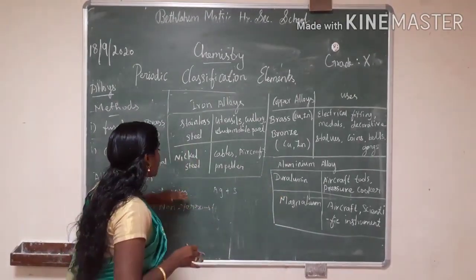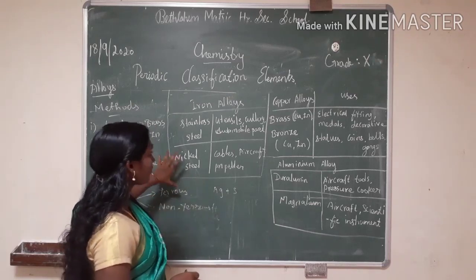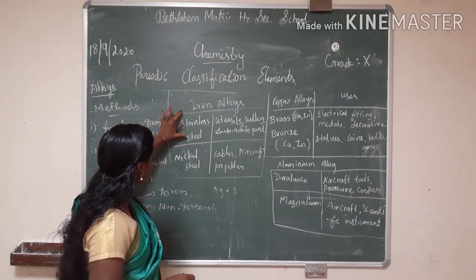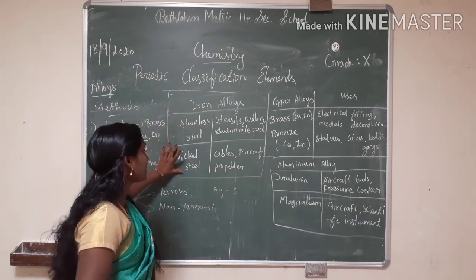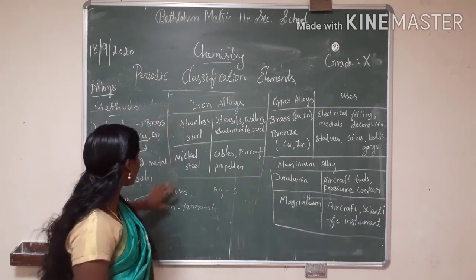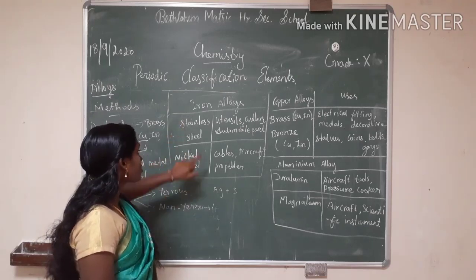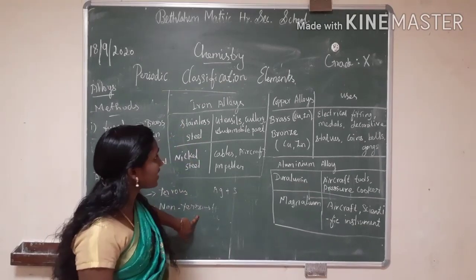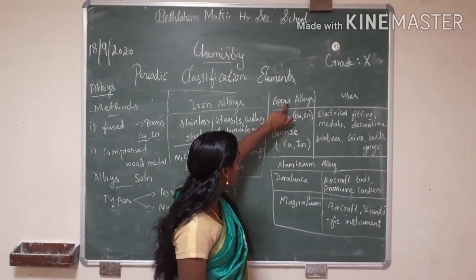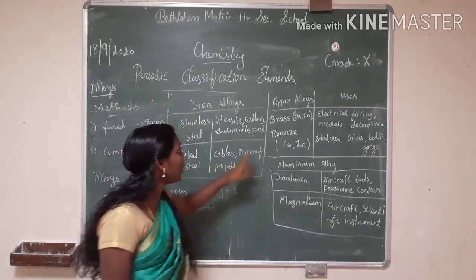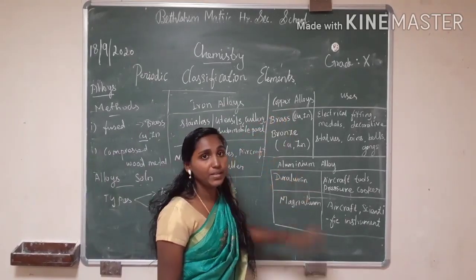So ferrous alloys examples, iron alloys, stainless steel and nickel steel. Non-ferrous alloys examples, copper alloys and aluminium alloys.